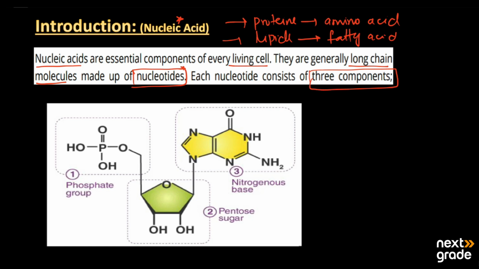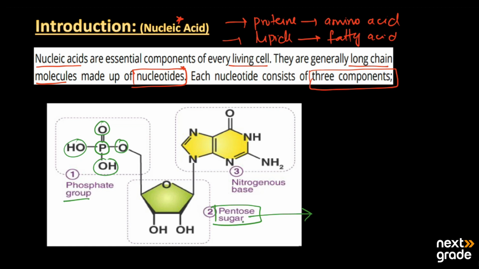The first component of the nucleotide is the phosphate group, in which there is a central phosphorus, oxygen atoms on two sides, the two sides having the hydroxyl group, and the one-sided oxygen is attached to the pentose sugar. As we have learned about the monosaccharide units or the monosaccharide sugars of the carbohydrates, if it contains five carbon atoms, then it is known as the pentose sugar.